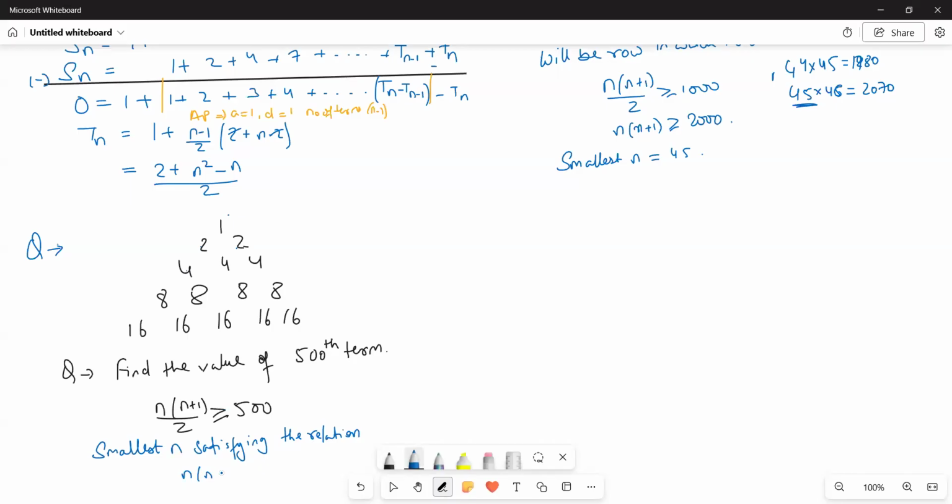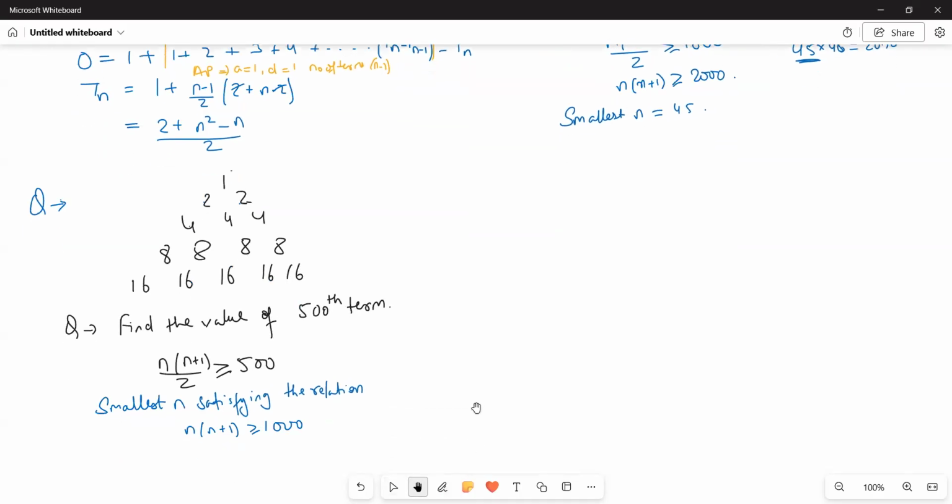That's again like n into n plus 1 is greater than 1000. So what would be the smallest value of n that satisfies this relation? 31 into 32, 32 and 33. Yeah, 32 into 33. 31 into 32 would be 992. In that case, 32 into 33 will exceed 1000 for the first time.